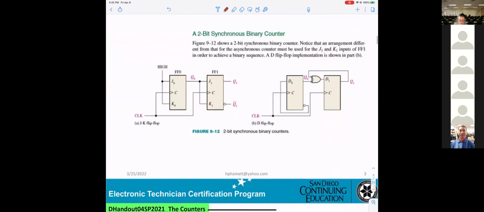Now you can see this is a synchronous binary counter. Same thing. They're counting with flip-flops 0 to 3. The only difference is you can see the clock here goes to the first, goes to the second, and keeps going to every flip-flop. That is quite different. That's what they call a synchronous binary counter.